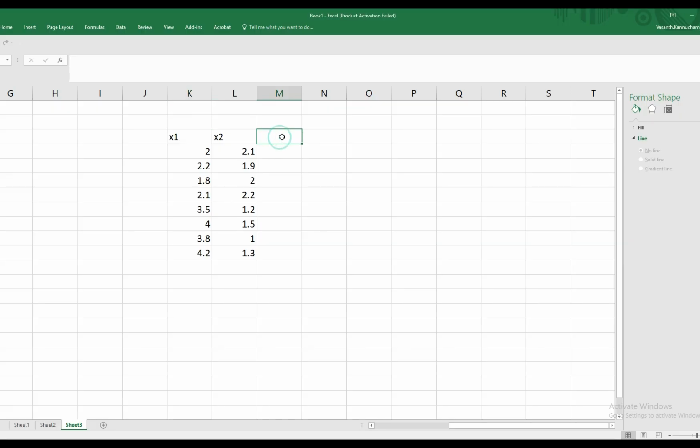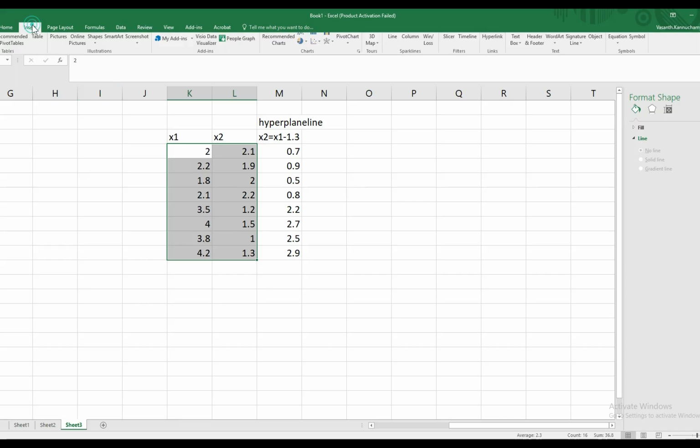So x2, this is the hyperplane line. So x2 will be equal to x1 minus 1.3. Here you have this way, and now we can plot the actual data set. Let's do that.